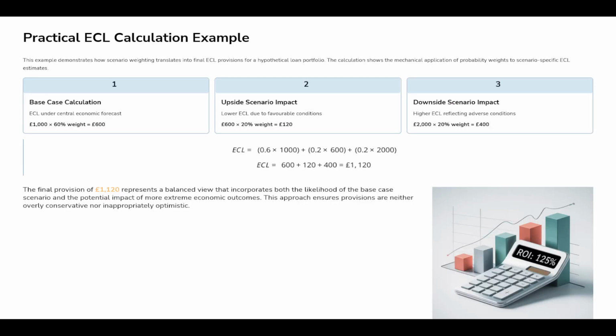Let's work through an example. Suppose the base case ECL is £1,000, the upside ECL is £600, and the downside ECL is £2,000. With the given weights, the final provision is £1,120. This reflects a balanced view across possible futures, not just the most likely one.